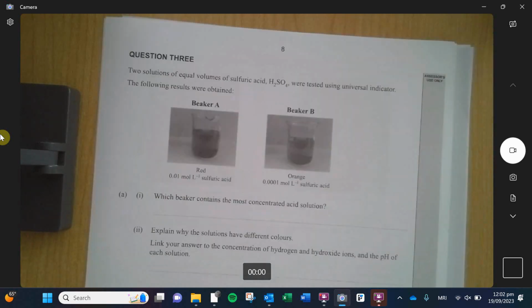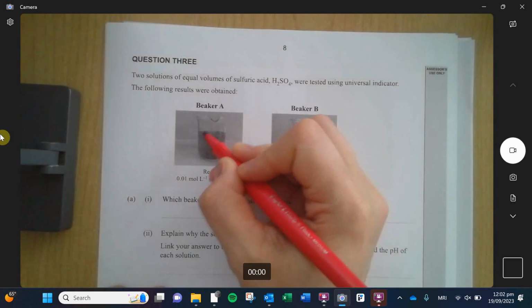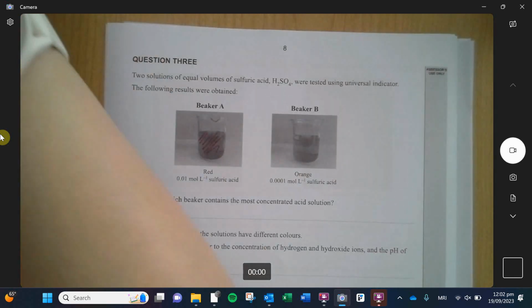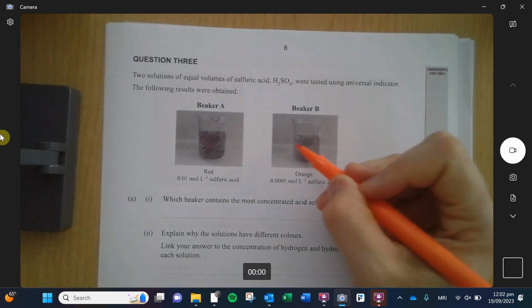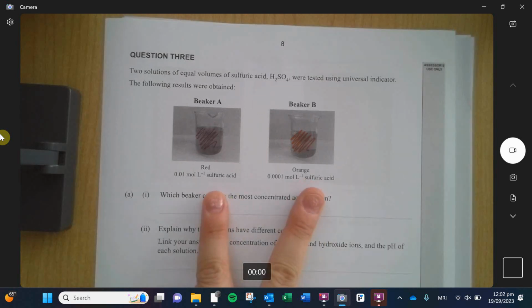Cool. All right, looking at question 3, I just realized that I did not put this in color and it's kind of hard to see what you're supposed to see. Just keep in mind that this one here is a red and that one is an orange. Do you need a red? Yeah. All right. So these two are both sulfuric acid beakers, but they are at different concentrations.